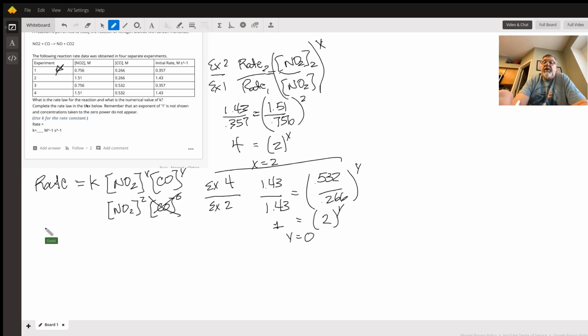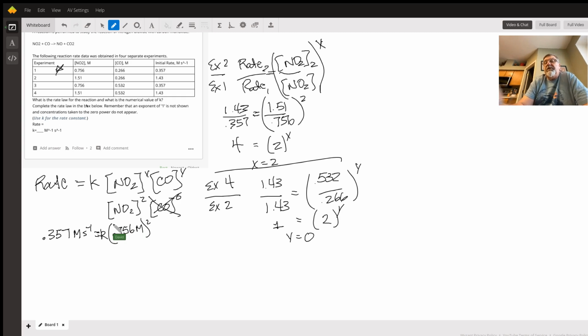So I'm going to put in the rate over here. The rate for experiment number 1 is 0.357. And I'm going to start putting in my units for this here. So this is going to be molarities per second, or seconds to the -1st, however you want to say that. And on the other side is going to be the concentration of my NO2. So this is 0.756, and this is molarity, and it's squared. Oop, forgot my K in there. So there's my formula, and I just plugged in the numbers. Now I'm going to solve for K.